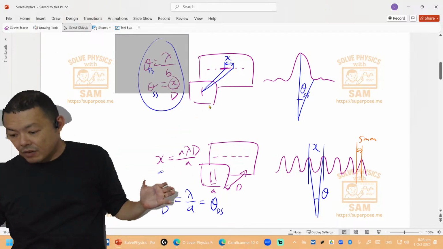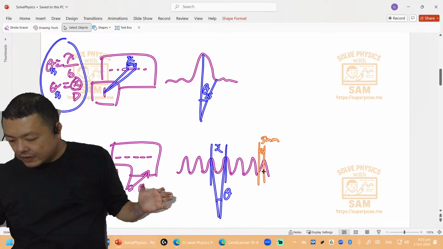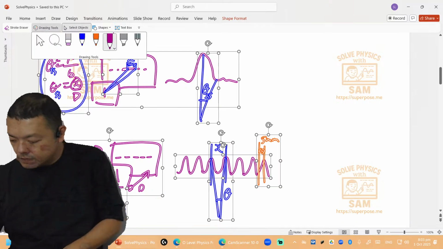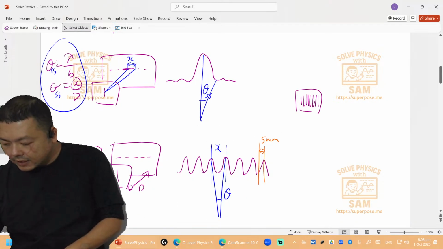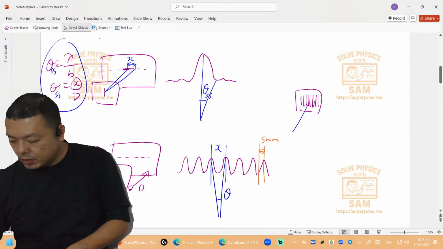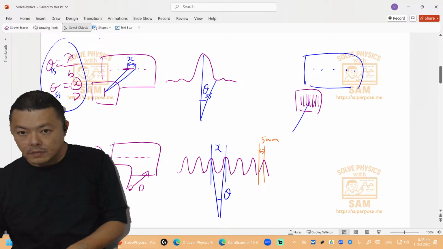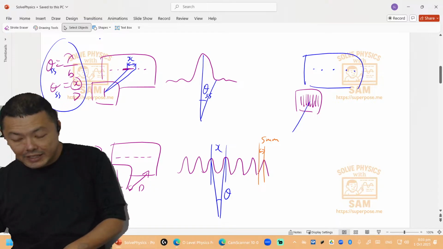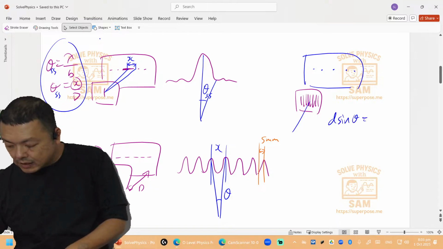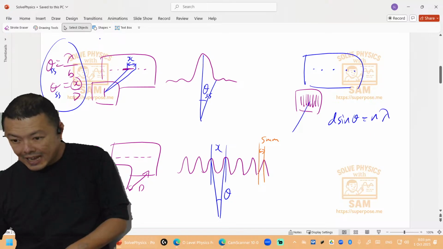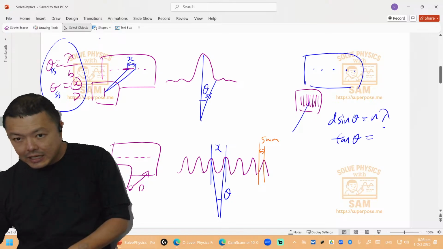Then you have your diffraction grating. What's your diffraction grating all about? Diffraction grating like that, right? Then you have your laser, then you get dots. Then the diffraction grating equation is d sine theta equals n lambda, and tangent theta equals x over d.